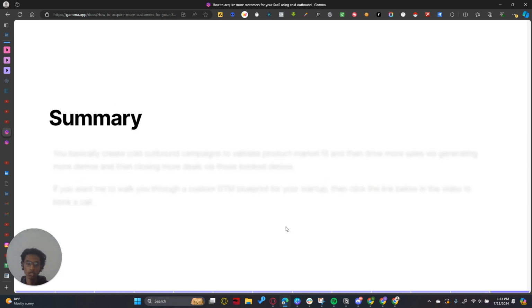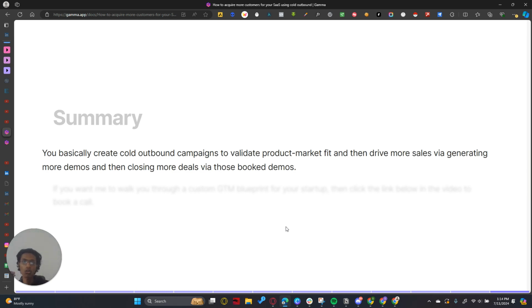So the summary here is you basically create cold outbound campaigns to validate product market fit and then drive more sales while generating more demos, and closing more demos via those booked calls.